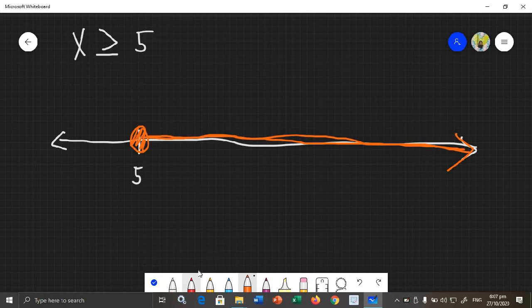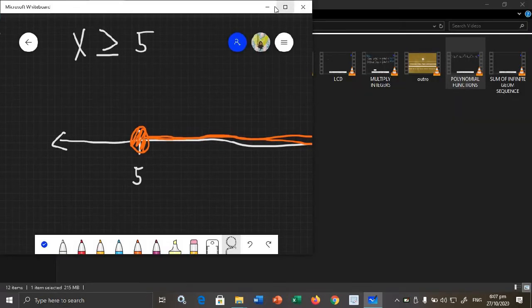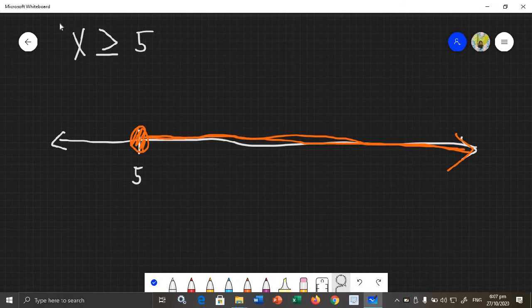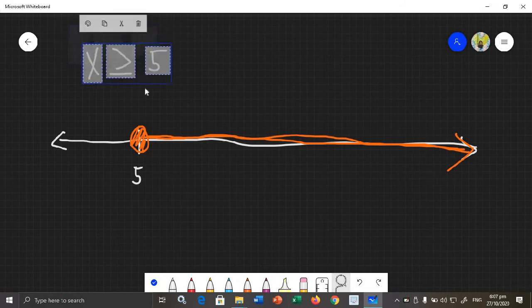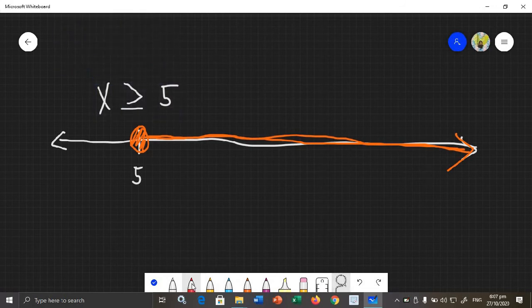So, using the inequality symbols, you can see this given. And using the number line, you can see this given. So, isa-isahin ko ha. So, using the inequality symbols, ito.